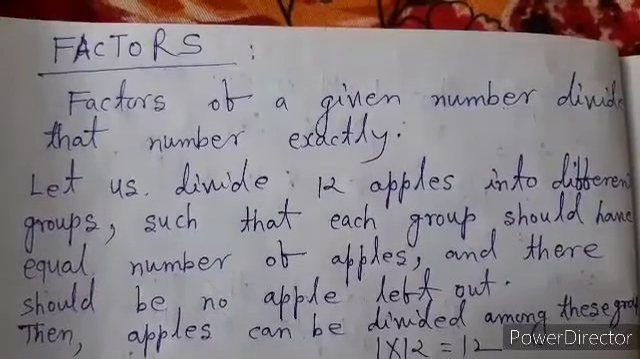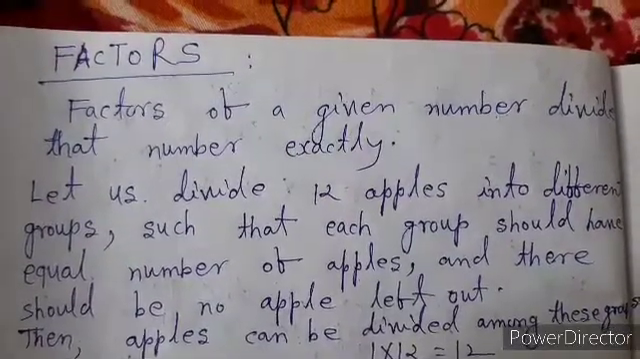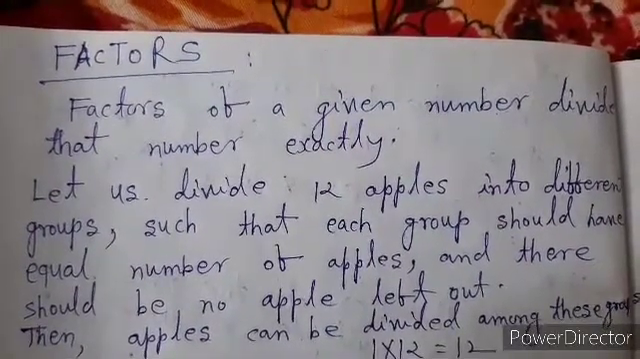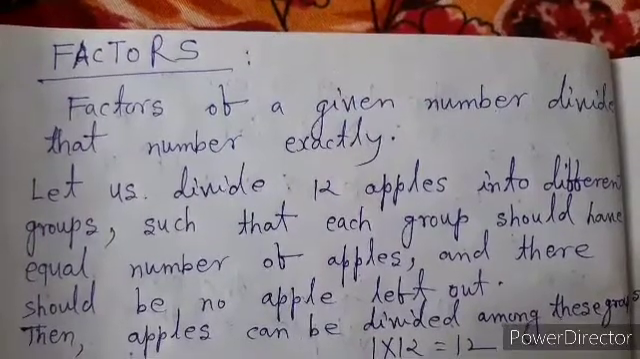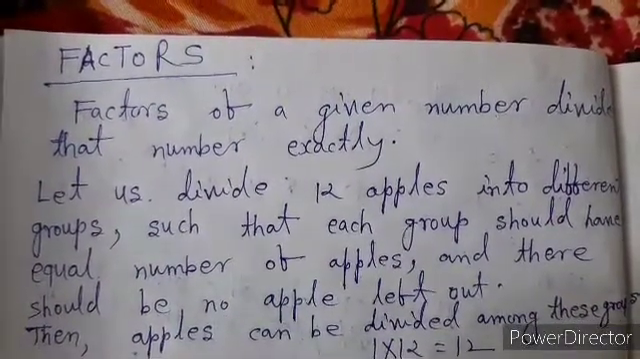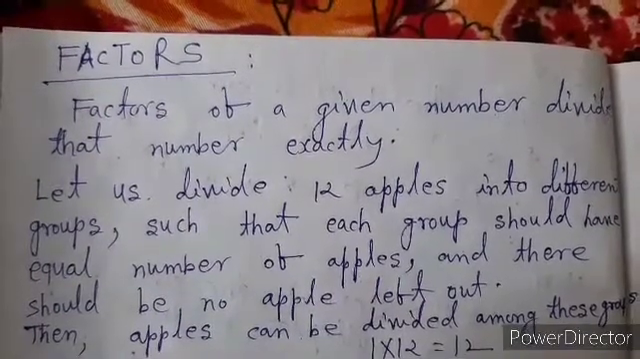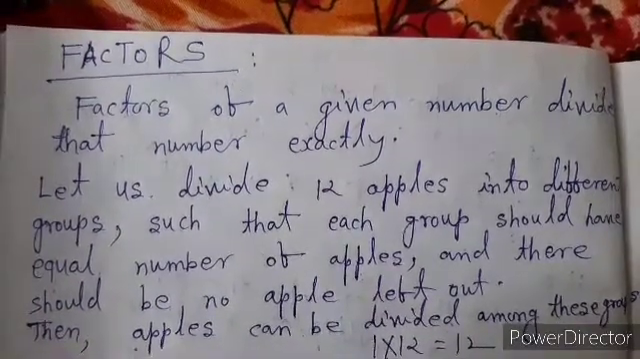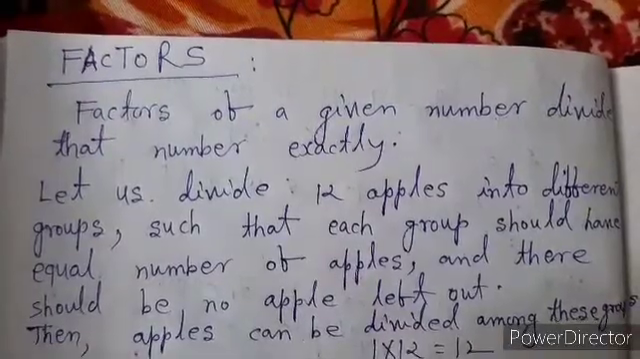Let us divide 12 apples into different groups such that each group has an equal number of apples and there should be no apple left out. Then the apples can be divided among these groups as shown in the figure.